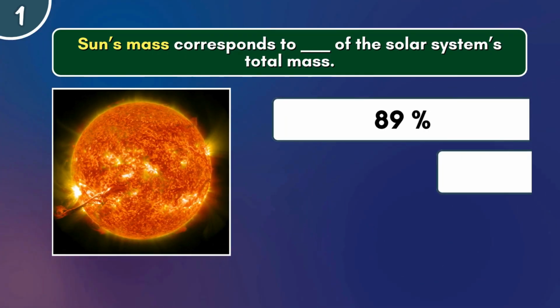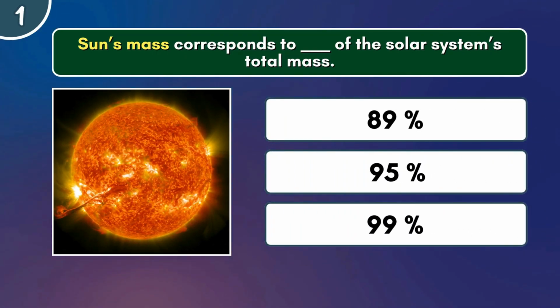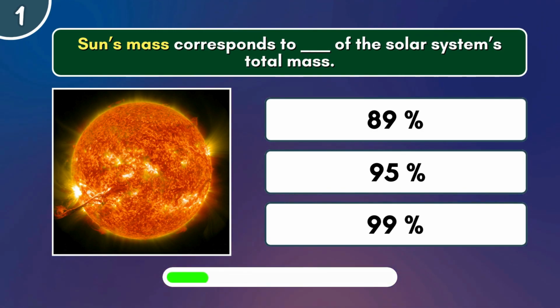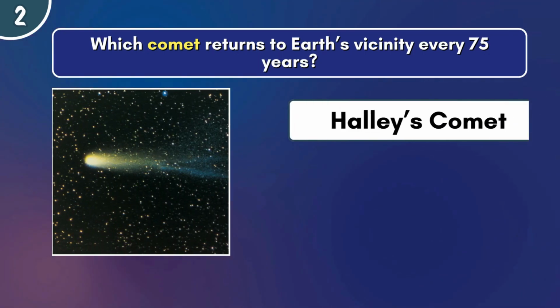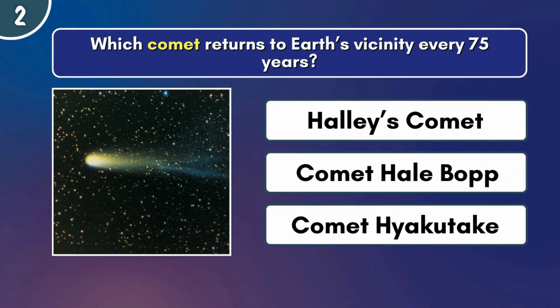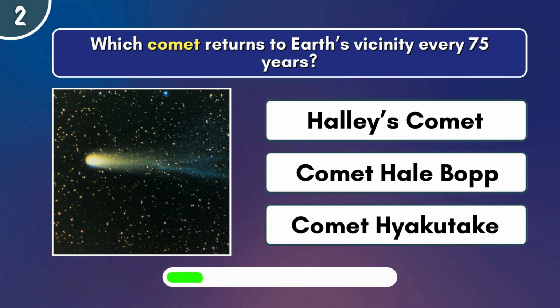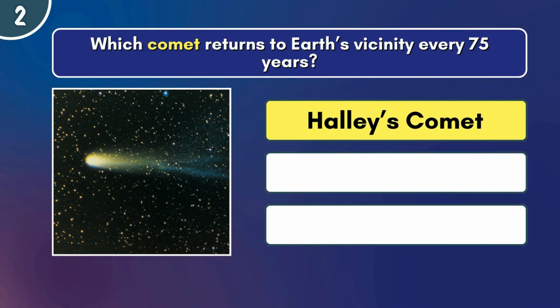Sun's mass corresponds to blank of the solar system's total mass. 89%, 95%, or 99%? It's 99%. Which comet returns to Earth's vicinity every 75 years? Halley's Comet, Comet Hale-Bopp, or Comet Hyakutake? It's Halley's Comet.